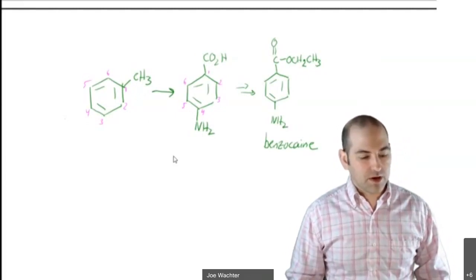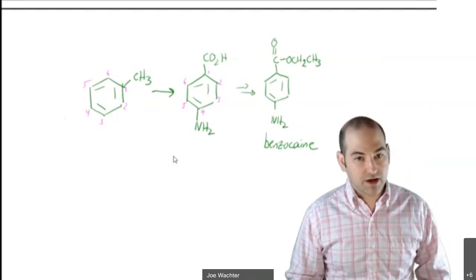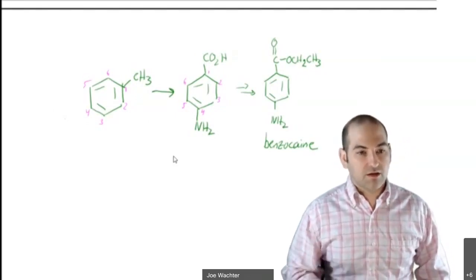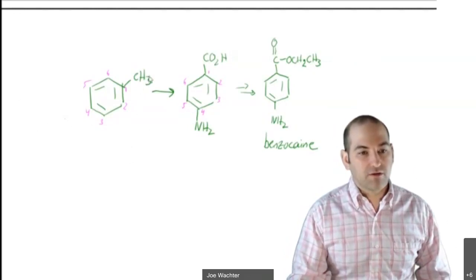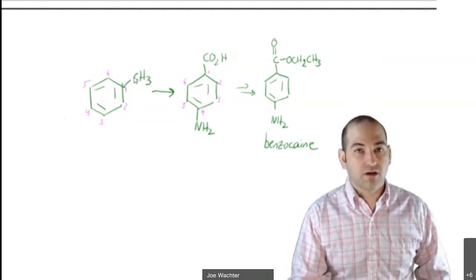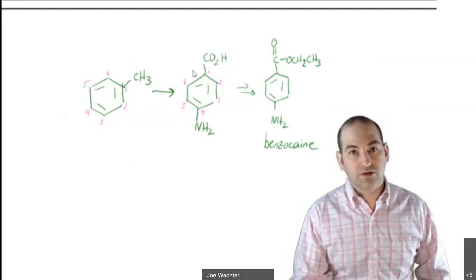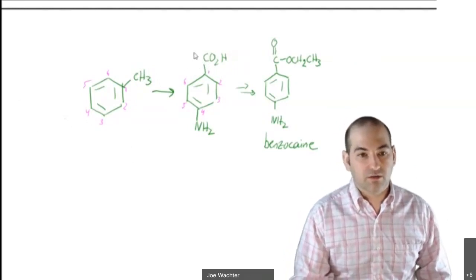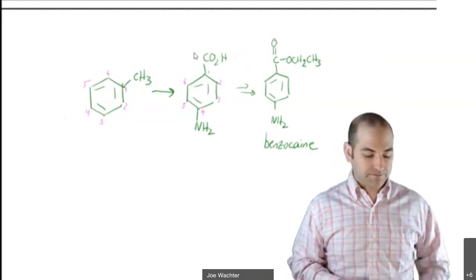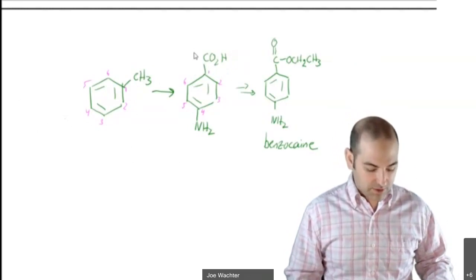So Irina's right, at some point we have to oxidize that methyl group, but we have to be a little careful because a methyl group is electron donating and therefore ortho para directing. A carboxylic acid is electron withdrawing and therefore meta directing. So we have to be careful about when we do that. Go ahead, keep going with that.